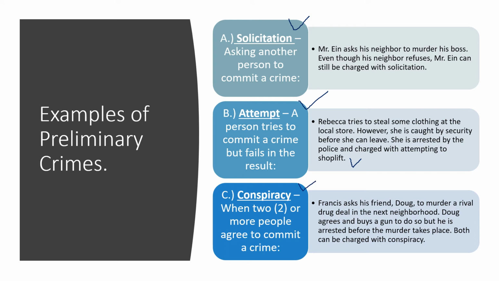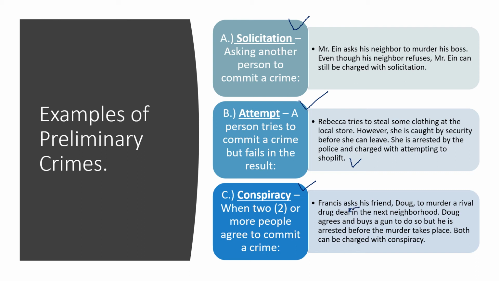We also have conspiracy, okay? This is when two or more people agree to commit a crime, okay? Francis asked his friend Doug to murder a rival drug dealer. Sorry, I should say drug dealer. I apologize for the typo. Drug dealer in the next neighborhood, okay?